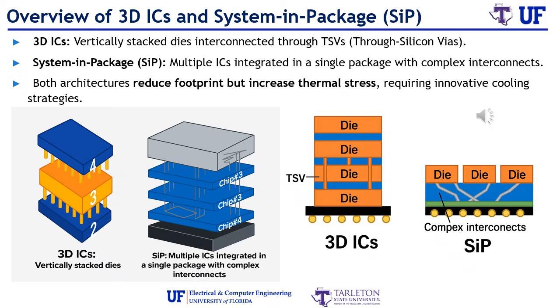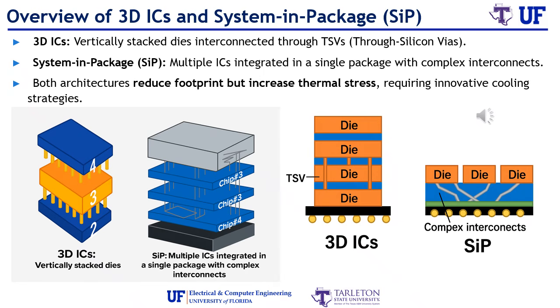To see where heat is generated, we first need to picture 3D ICs and SiPs. A 3D integrated circuit vertically stacks multiple dies, often connected with through silicon vias, TSVs. This reduces signal distance between logic and memory, improving bandwidth and energy efficiency. However, some dies end up buried in the middle, farther from cooling surfaces.